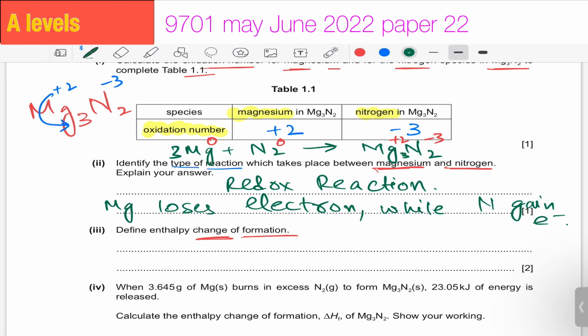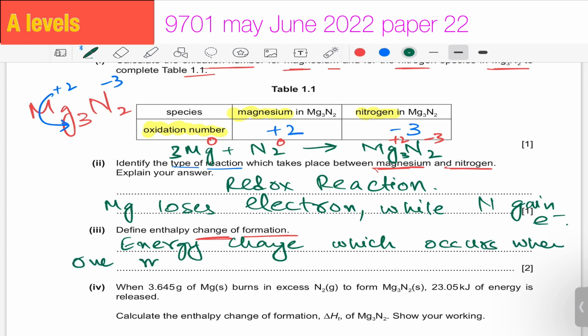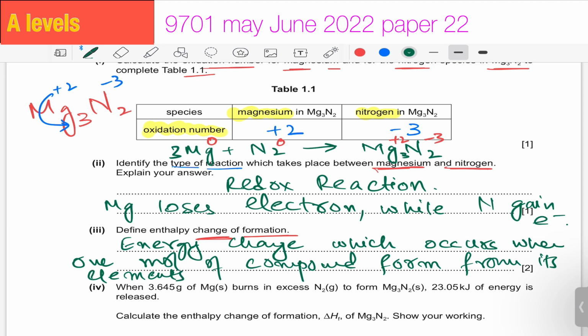So enthalpy change of formation is the energy change which occurs when 1 mole of a compound is formed from its elements. All right, so this would be the enthalpy change of formation in standard conditions. So this is enthalpy change of formation.